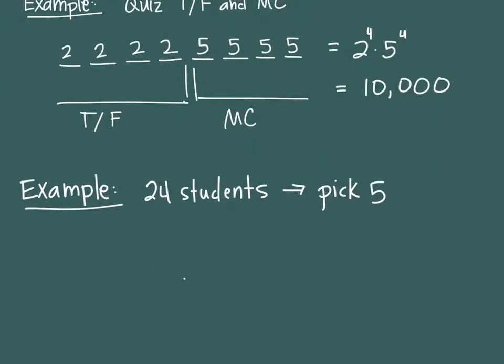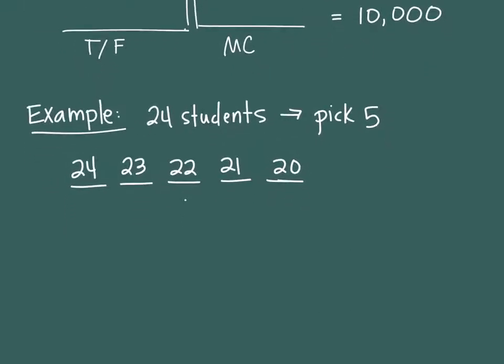Okay, so I have to make 5 decisions. Decision 1, 2, 3, 4, 5. I look around the room, and there are 24 people to choose from. Well, I pick my first one. That leaves me with 23 students. That leaves me with 22, 21, and 20. So how many different combinations of these student groups could I pick in order to form this committee?